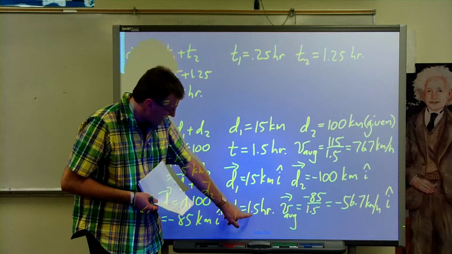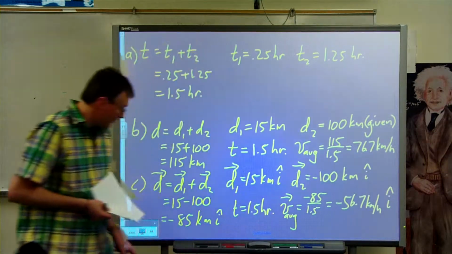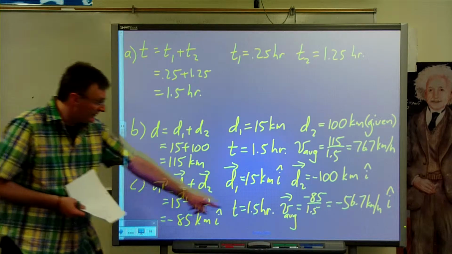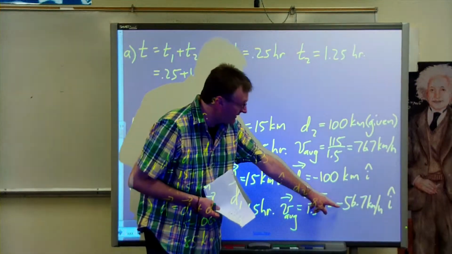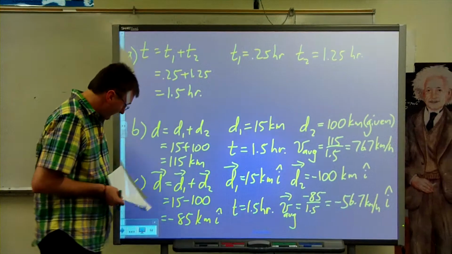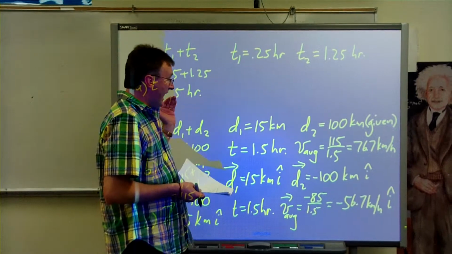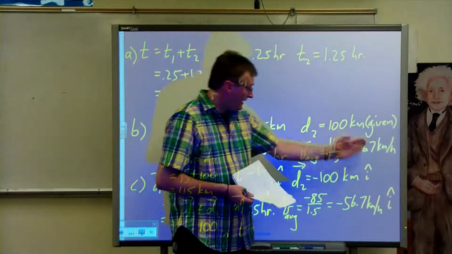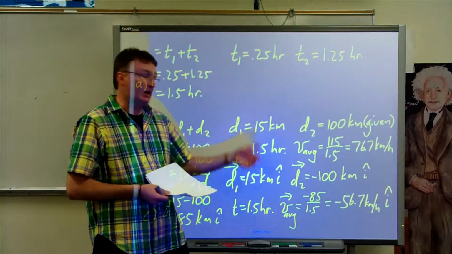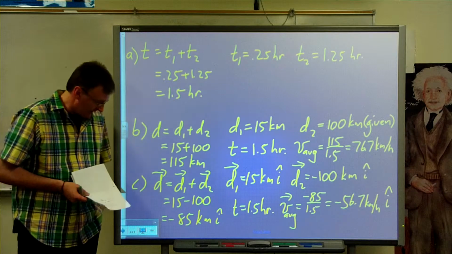Again, the time we talked about was 1.5 hours. And so the average velocity then will be the final displacement divided by the total time. And so the average velocity then was minus 56.7 kilometers per hour. And so as you can see then, average speed and average velocity can be very different things if you have that change in direction. If there wasn't a change in direction, these would actually be the same. But because of the change in direction, they are indeed different.